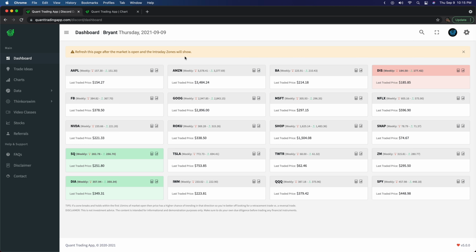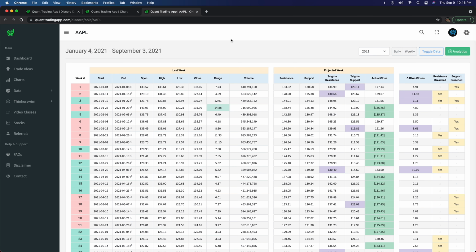So looking back at the dashboard, I mentioned another key feature that we have. This is what's known as the open, high, low, close table. If I were to click this right here on Apple, it'll bring me to this page. Now this page actually shows the historical information for Apple so far for 2021. You can actually jump to previous years to see how things have performed in the past.